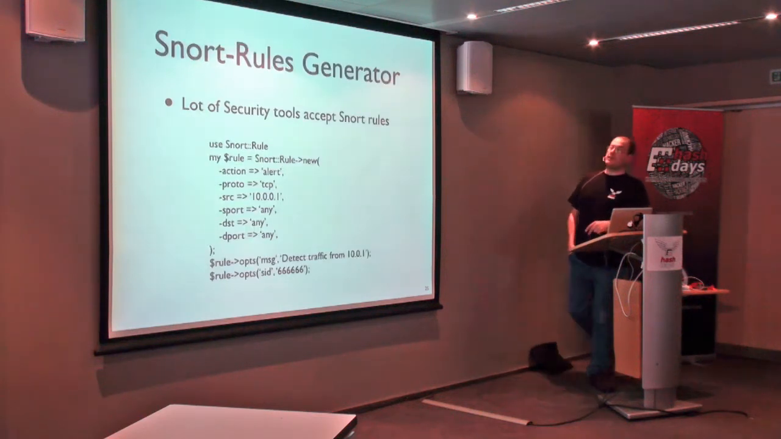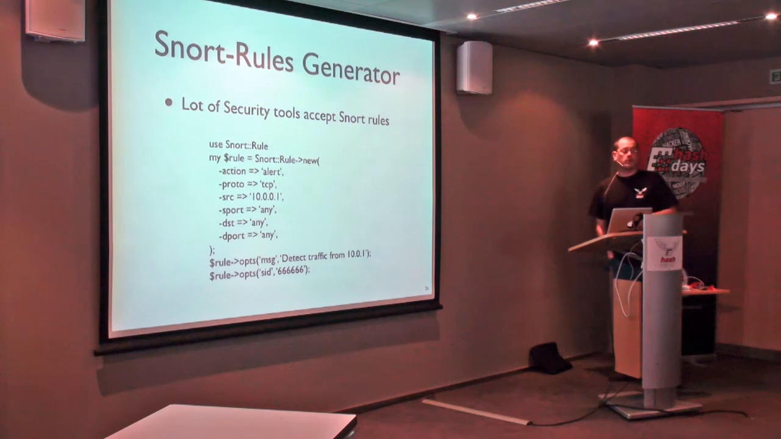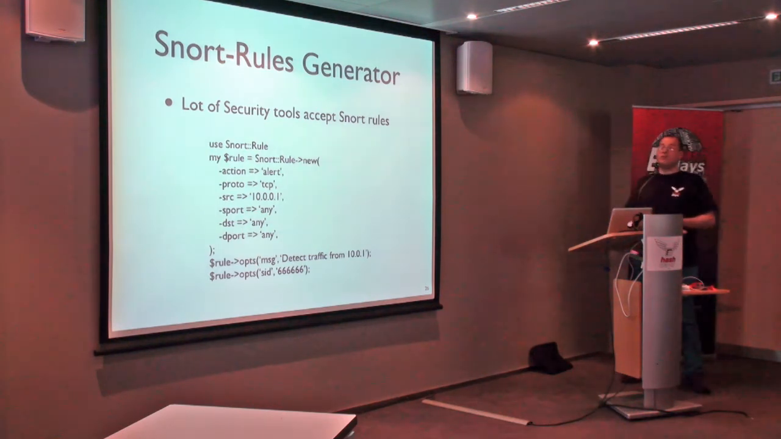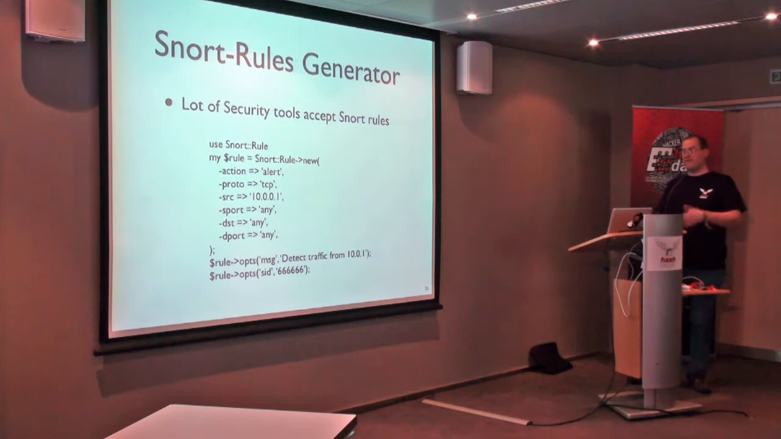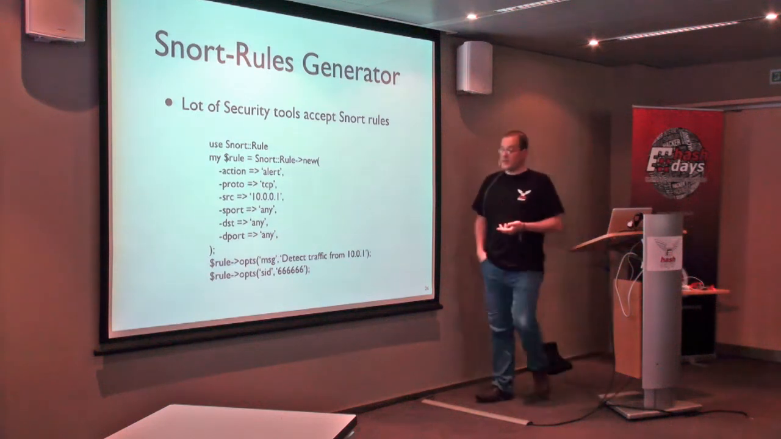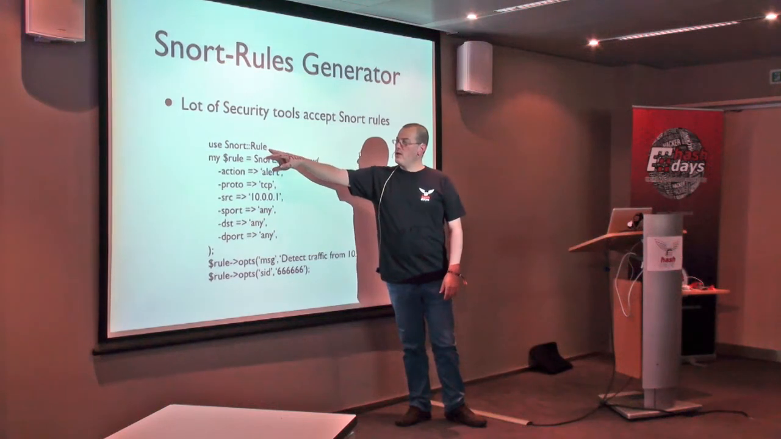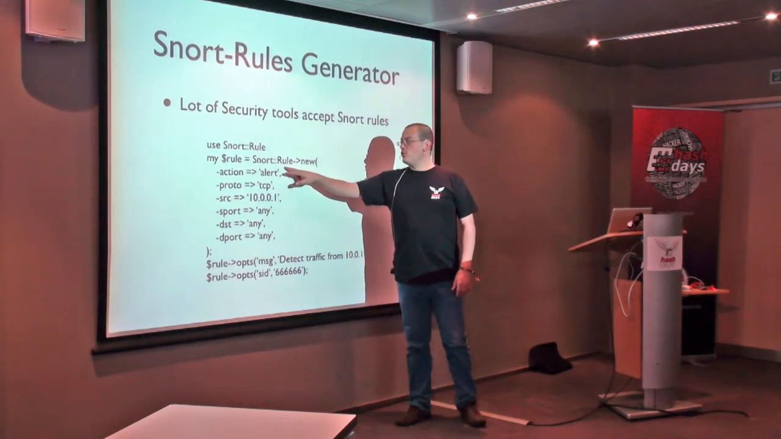Another example is Snort. Snort is a well-known IDS, but there are a lot of other security tools which accept Snort rules. So why not generate specific rules on the fly and send them via another protocol, via SSH, copy the file, FTP, also an HTTP put, but you simply create the rule. This example is based on Perl code because you have plenty of modules, so you can use the Snort rule module. You create a new one.